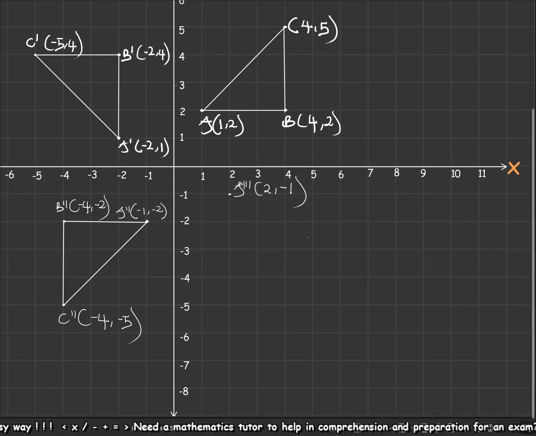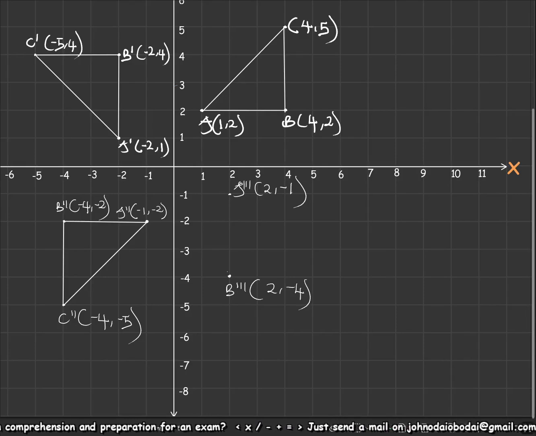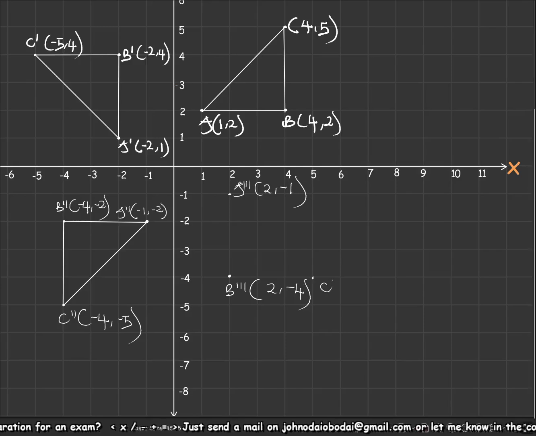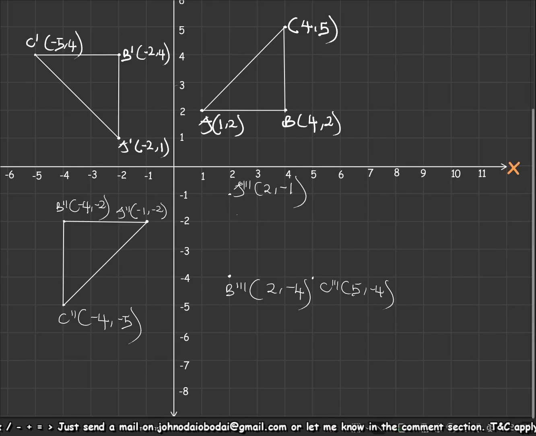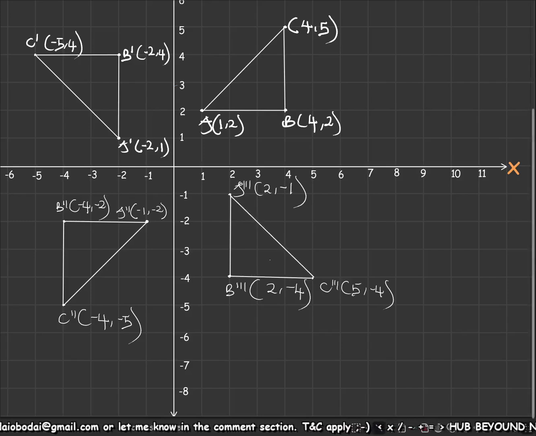Then that of B, the third, that of the B was 2, negative 4. So 2, negative 4. We have that over here. So B prime prime is 2, negative 4. And then C prime prime is 5, negative 4. We have that over here. So 5, negative 4. Now with this, we now join all the lines. You see, so with this, we are done with all our transfer of points.